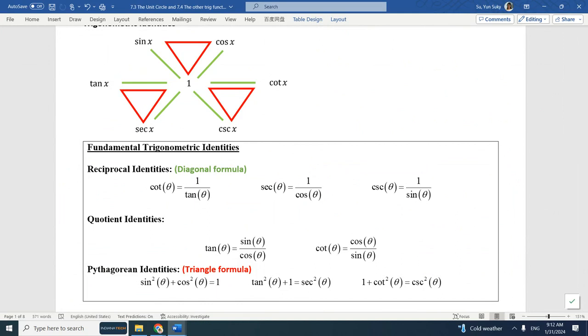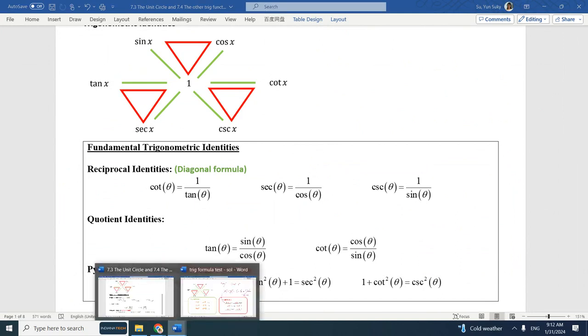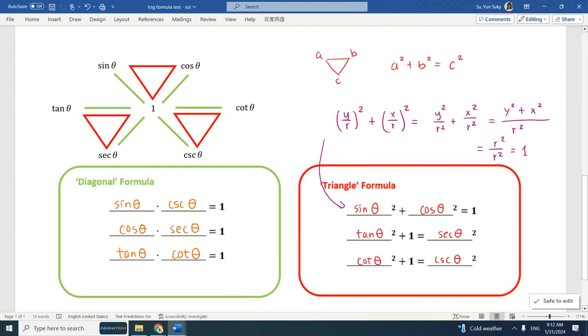So these are also called reciprocal identities. And the triangle formula is also called Pythagorean identity because remember how we proved them? We're using the Pythagorean theorem, right? So these are also called Pythagorean identities.